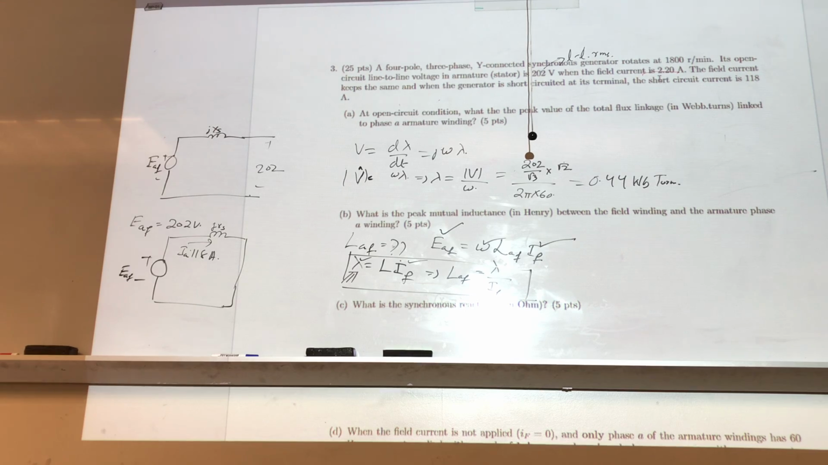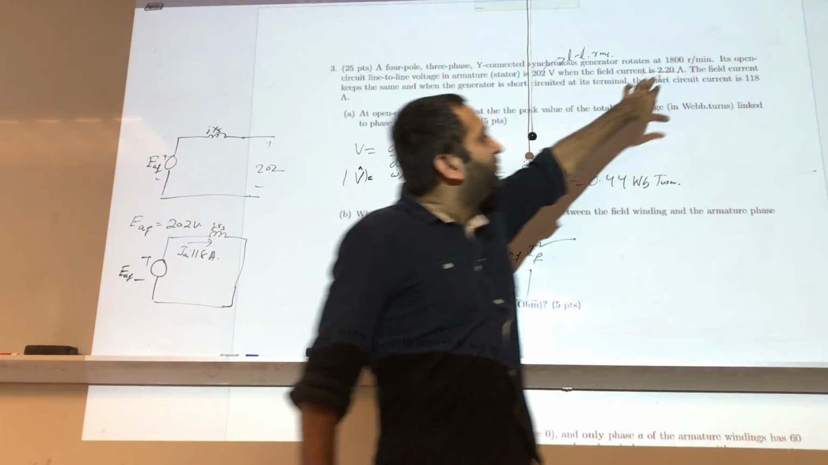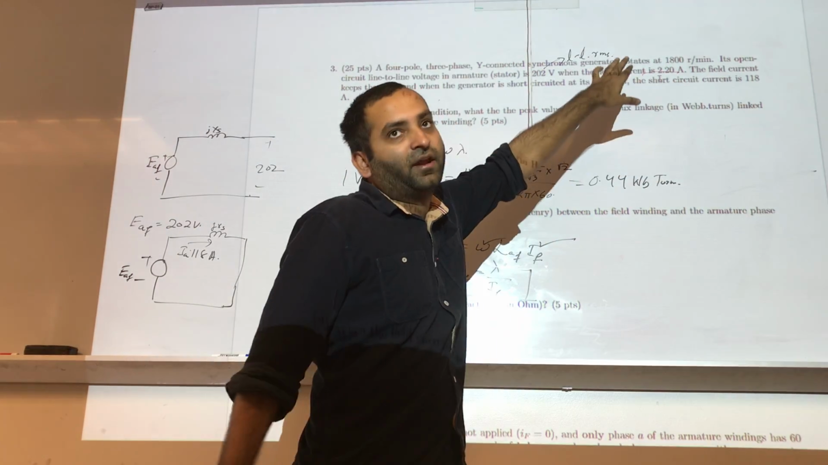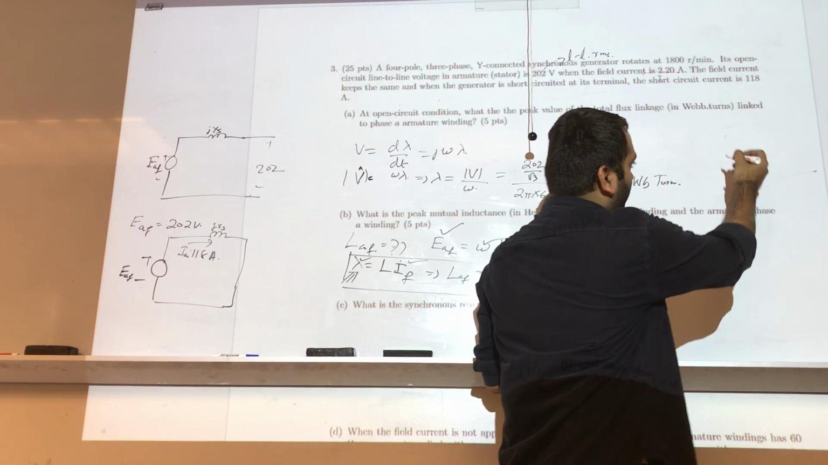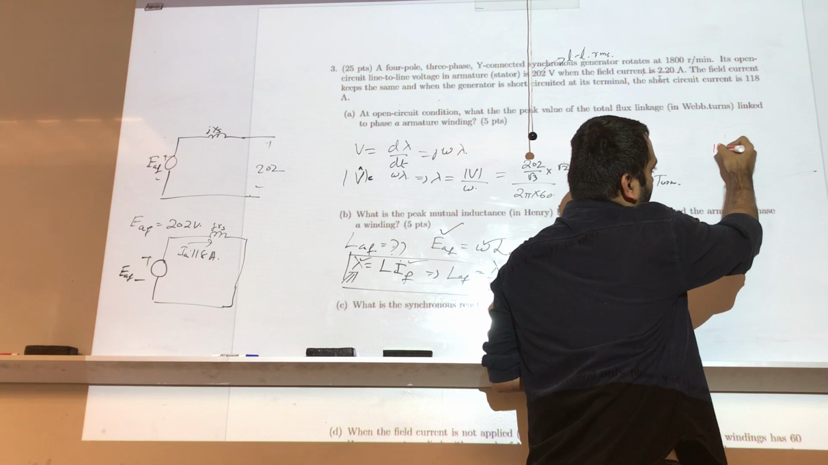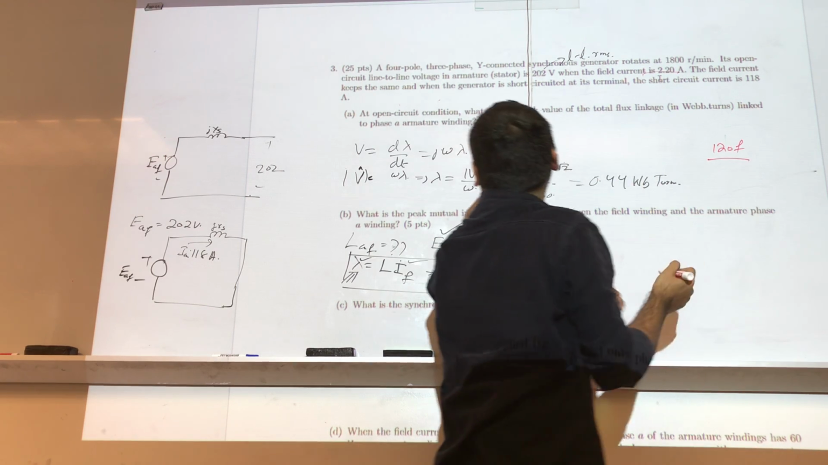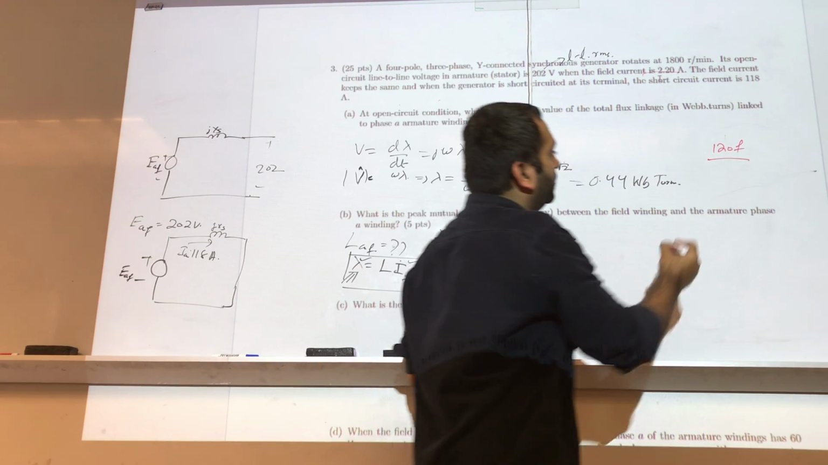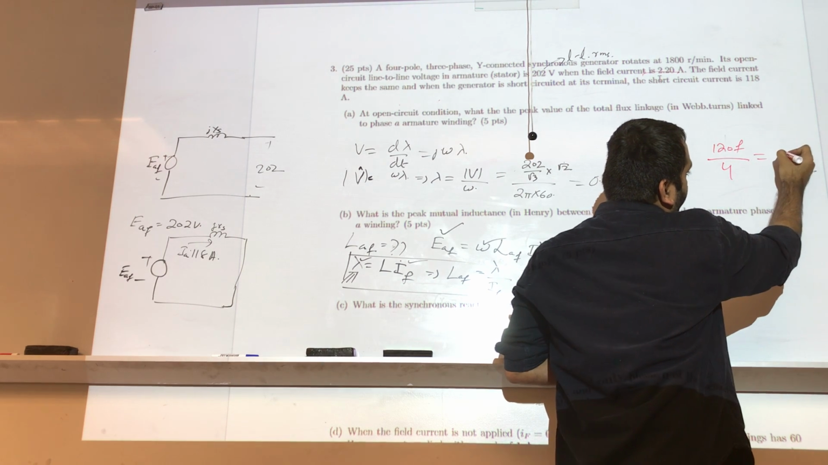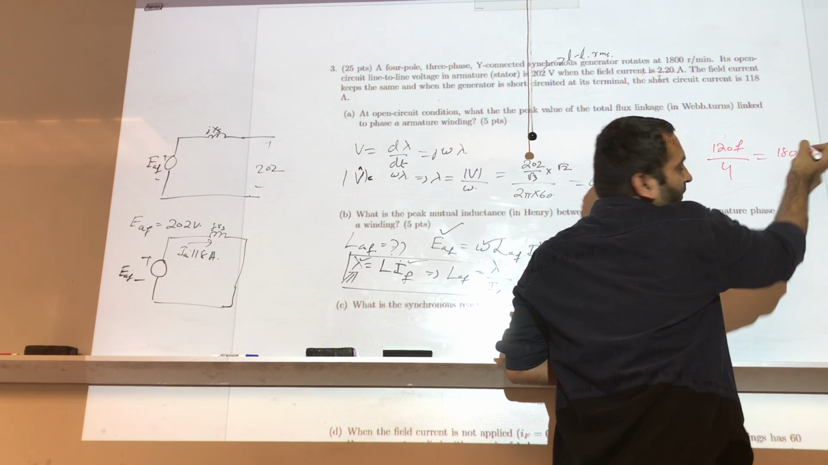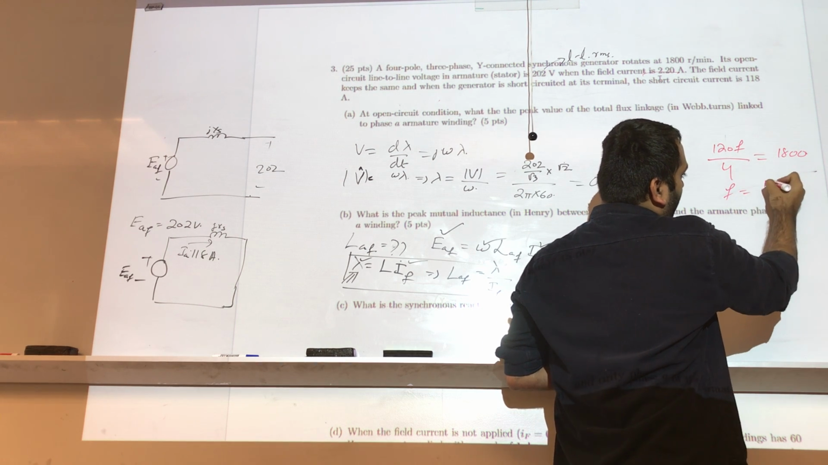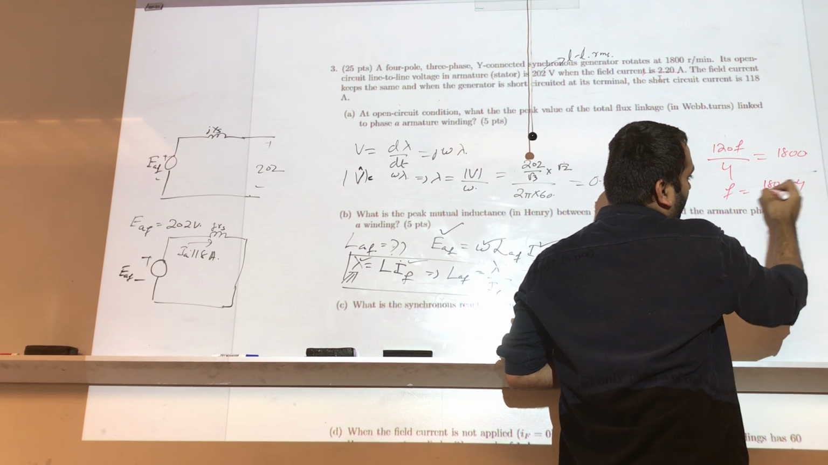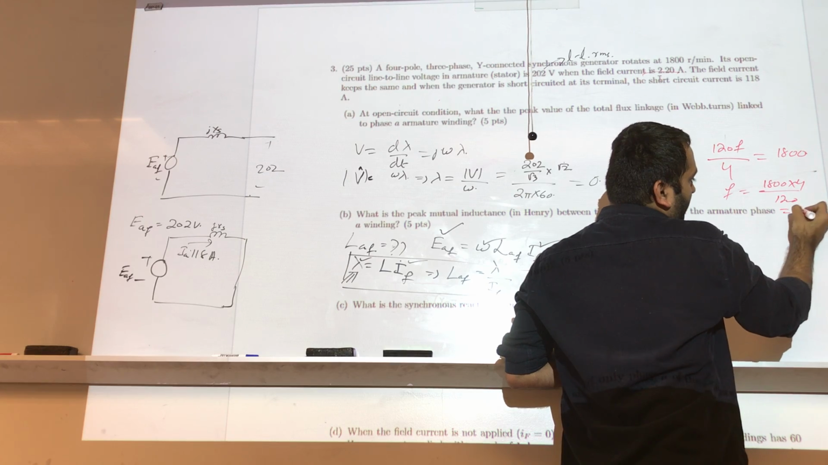Or also you can find the frequency from here. It says 1800 RPM. So what is the synchronous speed? 120F over P, with P equal to 4, is equal to 1800 RPM. And if you also calculate this frequency, it will be 1800 times 4 over 120. It will be 60 hertz.